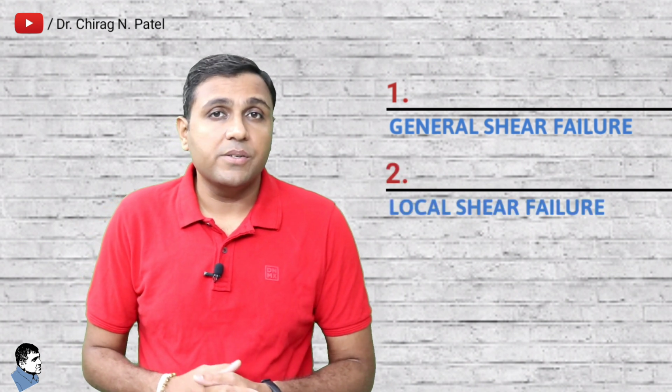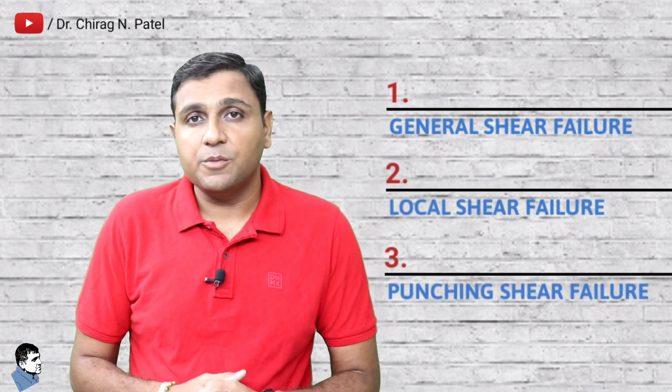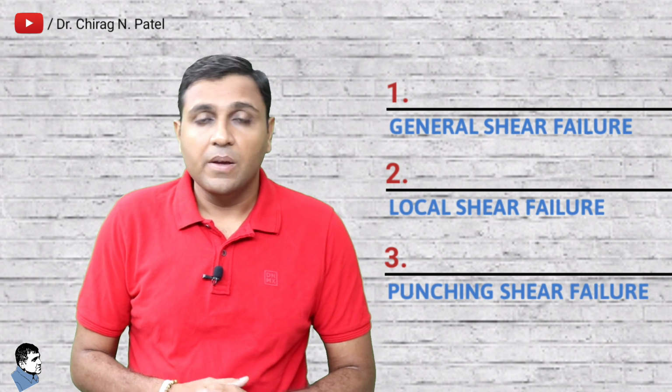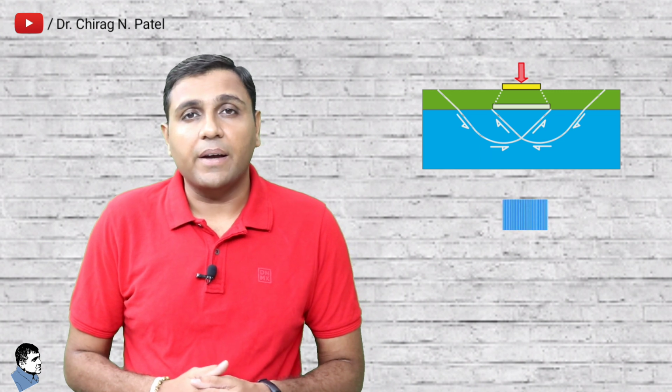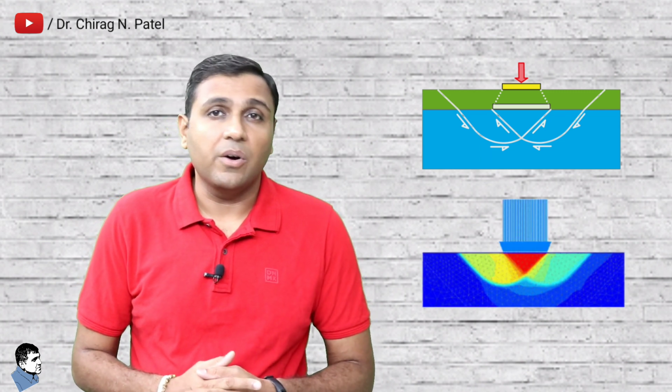There are three different modes of soil failure based on types of soil. Number one is general shear failure. Number two is local shear failure. And number three is punching shear failure. When the ultimate bearing capacity of the soil is reached, it may fail in one of the three failure modes, depending upon the type of soil and depth to width ratio of the footing. Now let's discuss it one by one.